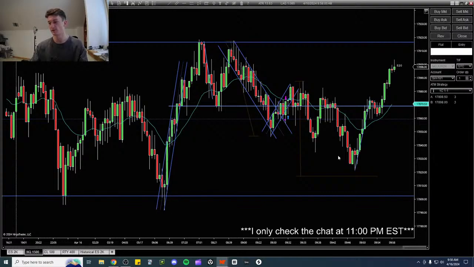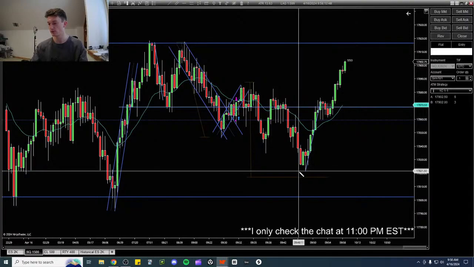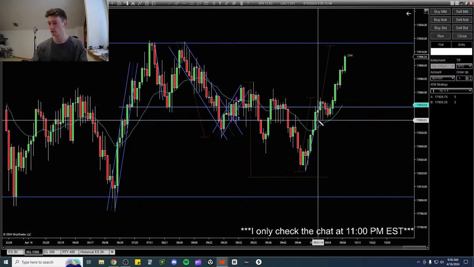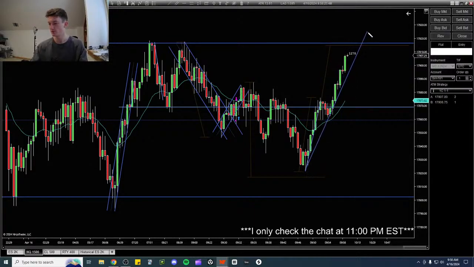The NQ definitely just looks like a break in 2 legs to a new low. So downtrend break, 2 legs to a new low. Now we're moving up really strongly on the ES. Possibility of this larger trend, but again, probably unlikely.